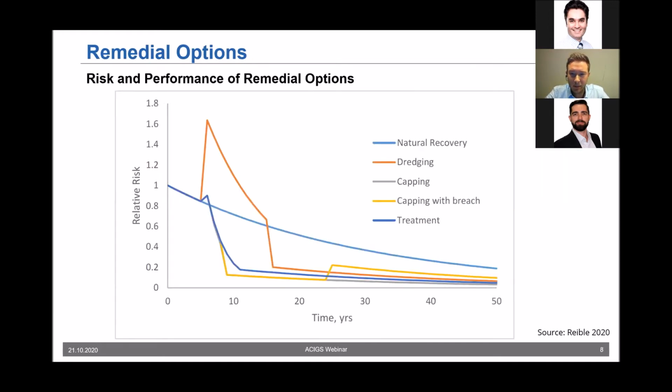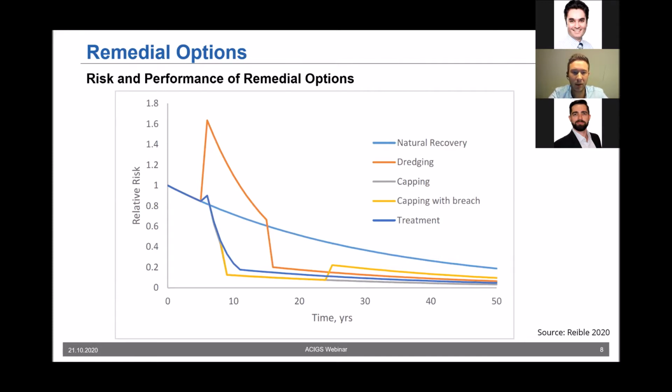This slide here is from Dr. Danny Reible from the USA, and it compares the different remedial options with regard to the relative risk that results from them. What you can see here is the level of the relative risk over time, and we can see different remedial options. The light blue one here is the natural recovery, and we can see that in the beginning the risk is 100% because we haven't done anything.